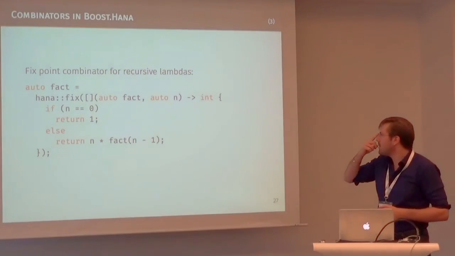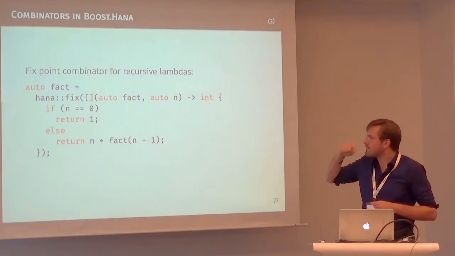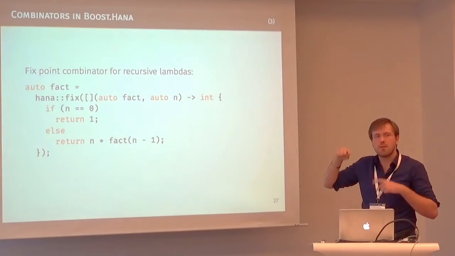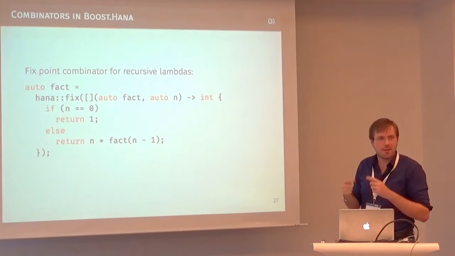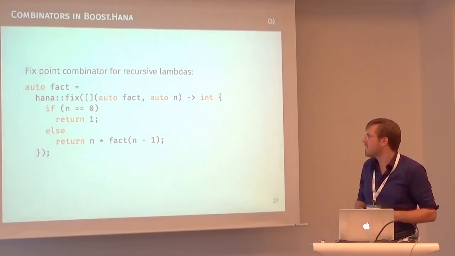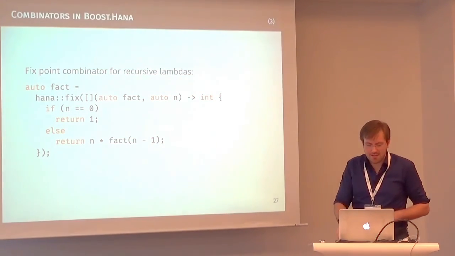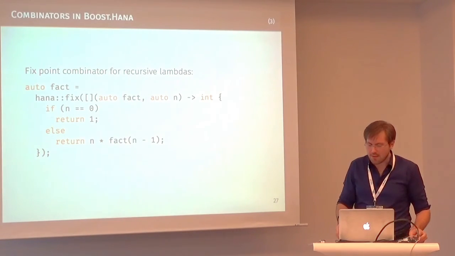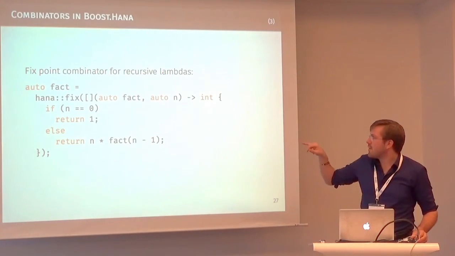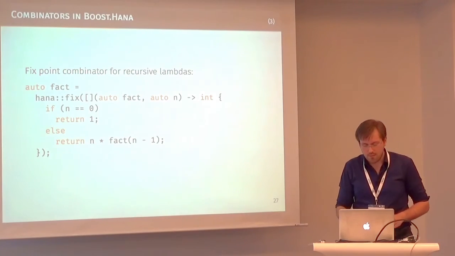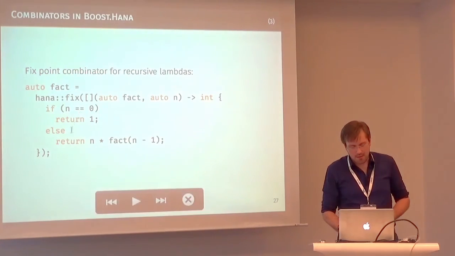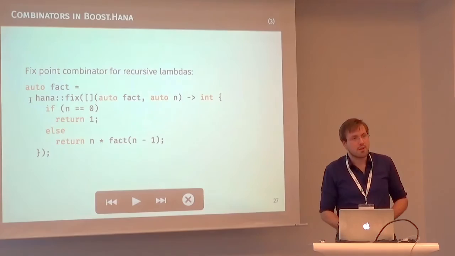Okay, we cannot name the lambda. We cannot call the lambda from inside the lambda without capturing itself. It's complex to code a recursive lambda. Okay, the fixed point operator allows us to write a recursive lambda. This is the classic factorial function.